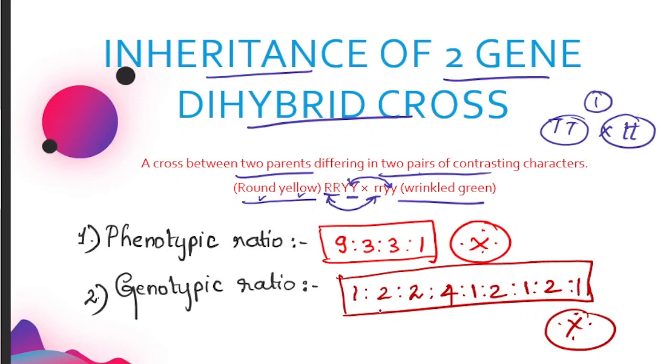Okay, 1 is to 2 is to 2 is to 4 is to 1 is to 2 is to 1 is to 2 is to 1. Clear? This is the genotypic ratio and this is the phenotypic ratio. Clear? Got that, right? Okay. Now, let's go for the next.